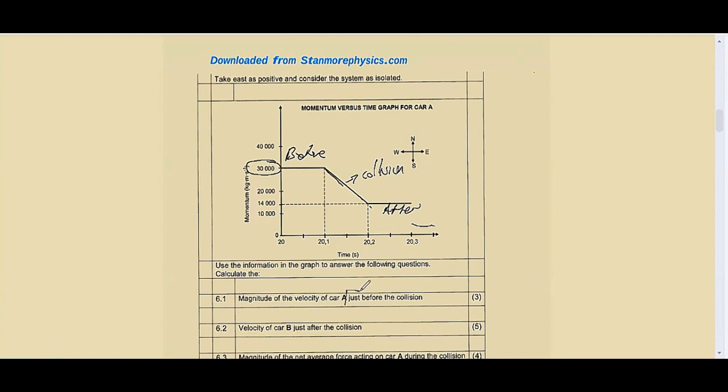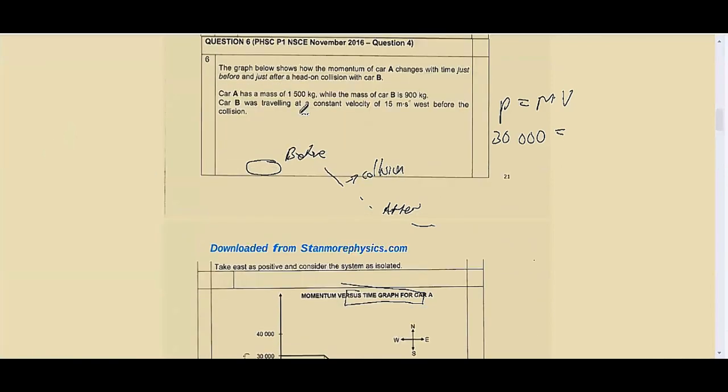Now, we are supposed to calculate just before the collision, right? So, meaning we can say P is equals to M times V. What is our momentum? That's 30,000. But when we go back here, remember we were given the mass for car A. They say the mass for car A is 1,500 kg. So, that means we can substitute 1,500 and then V. Then divide both sides by 1,500 in order to calculate our velocity. Then 30,000 divided by 1,500, that's 20 meters per second, right? And just like that, you have your 3 marks, right?